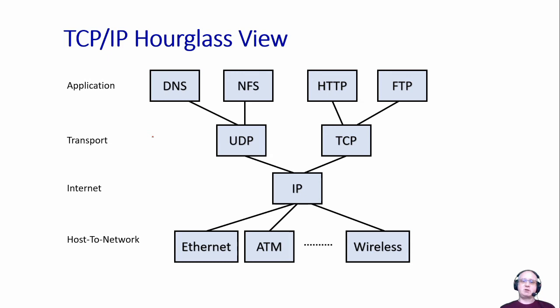But we have lots and lots of variety at the application layer and at the host to network layer. But all of these typically use the same network protocol, the IP protocol. And in part, that's because the IP protocol is the one that is used by the capital I Internet that we are all connecting to.